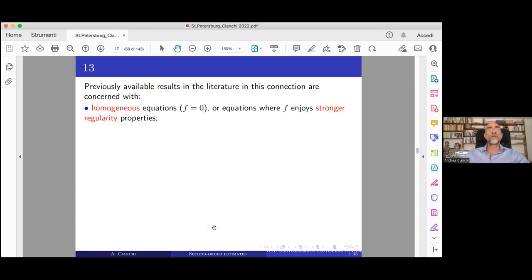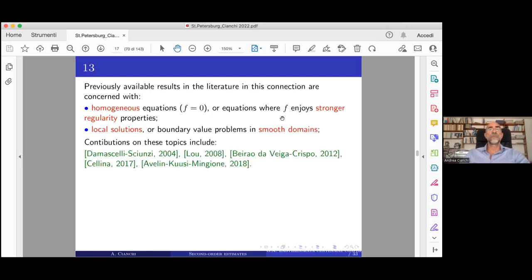Let me just mention that there are some previous results in this direction dealing with this nonlinear expression and derivatives of this. However, these were mainly concerned with either zero right-hand side, so p-harmonic functions, or equations where the right-hand side has stronger regularity properties than just being square integrable. Most of these results were dealing with local solutions, or the Dirichlet problem, but in much smoother domains. So here I'm quoting a few of these related results that were available before our contributions.